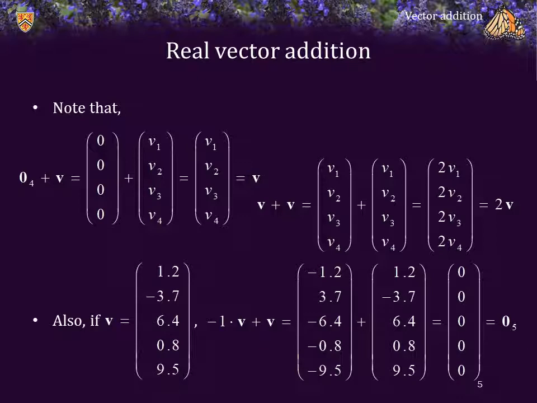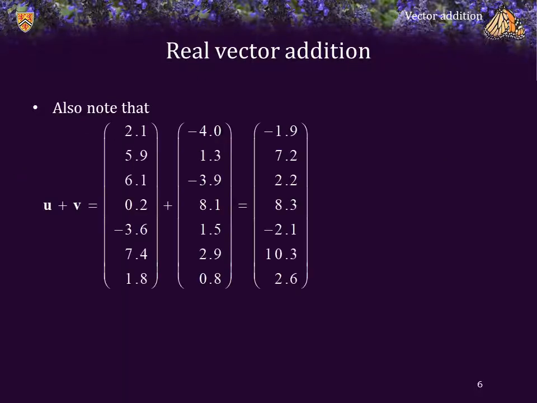Also, here we have a vector in R^5. Notice that if I multiply that vector by -1 and add that resulting product to v, notice that the result is the 0 vector.